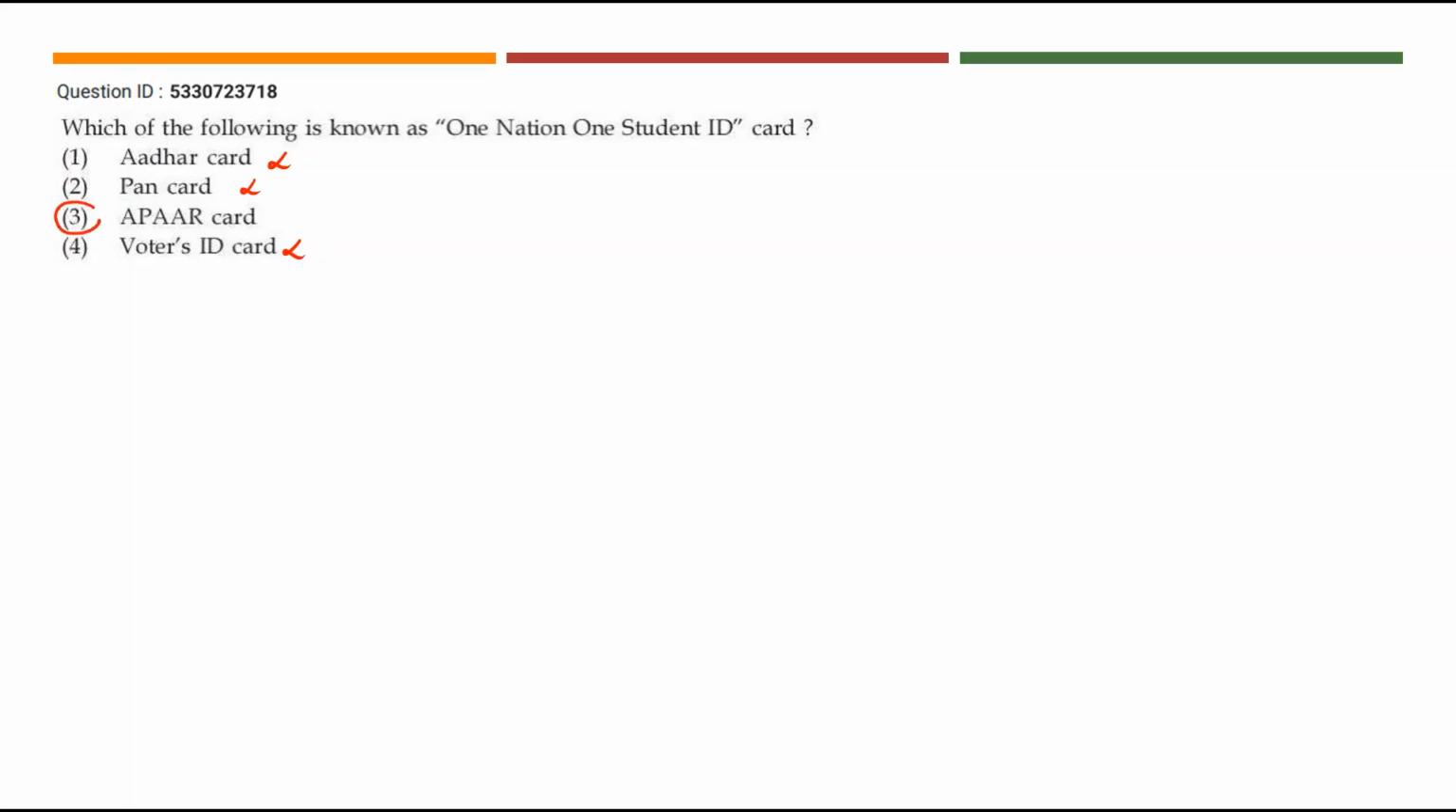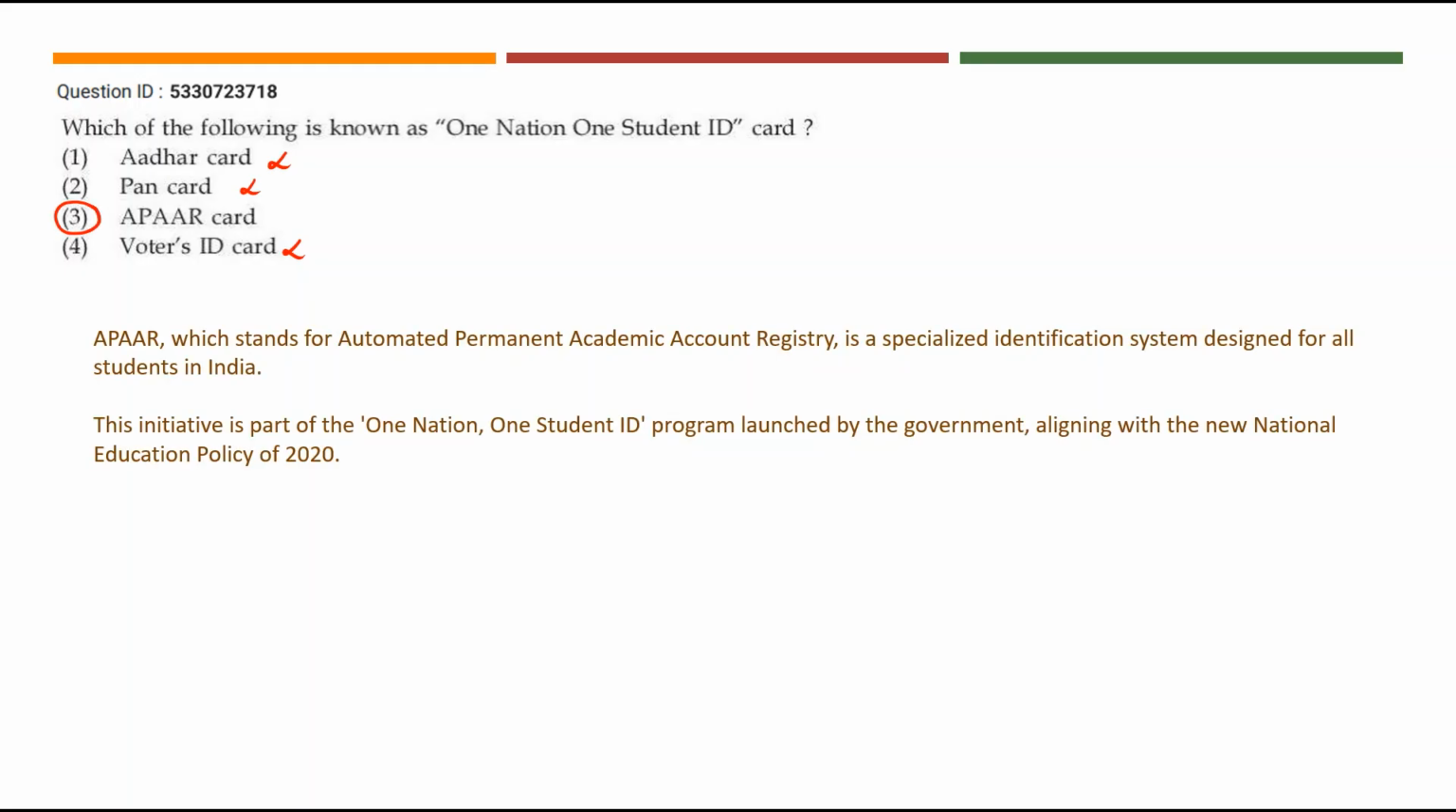Option number 3 will be the right answer. What is APAR card? APAR, which stands for Automated Permanent Academic Account Registry, is a specialized identification system designed for all students in India. This initiative is part of the One Nation, One Student ID program launched by the government, aligning with the new National Education Policy of 2020.